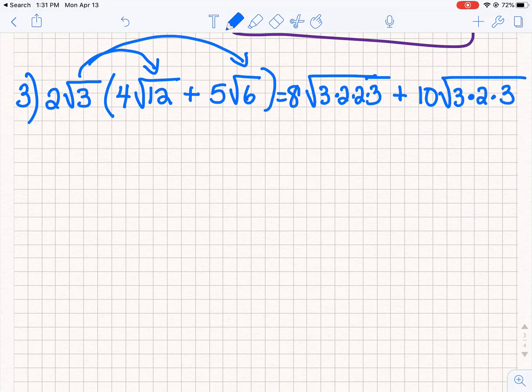So you might want to pause there and think about where did those numbers go, because I skipped a bunch of steps there. See if you can figure out where did the 12 go? Where did the 3 go? How did I get an 8 on the outside? Okay, now I'm going to simplify.